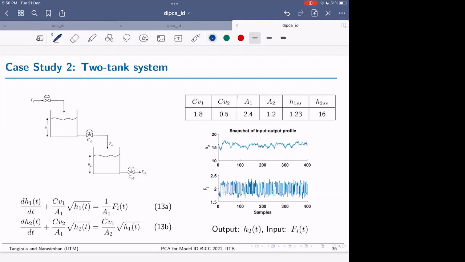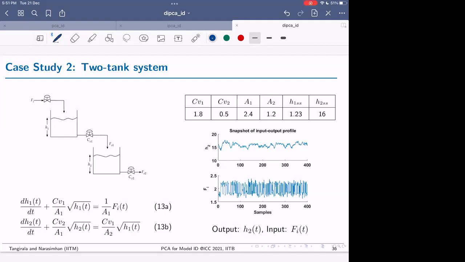We simulate the system. And since we are focusing on single input, single output systems, we pick the output as the liquid level in the second tank and the input as the inlet to the first tank.